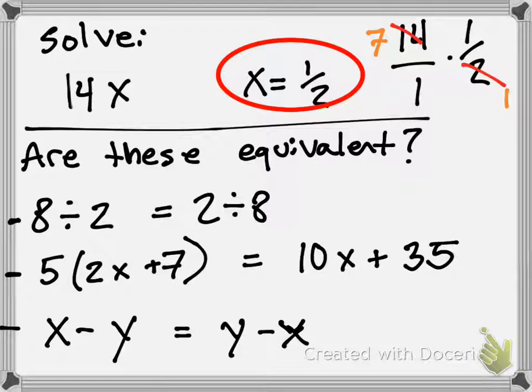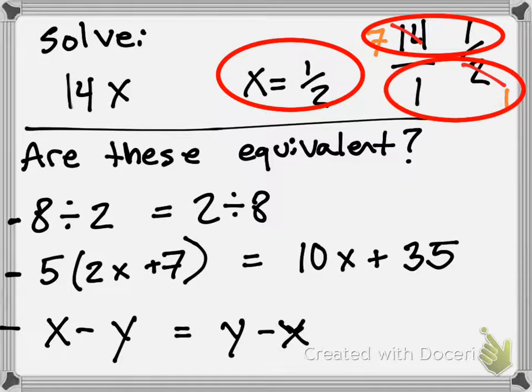How do we multiply? Across or cross? What do I do, Fernando? Across. So I've got 7 times 1 over 1 times 1, which means my answer is 7.